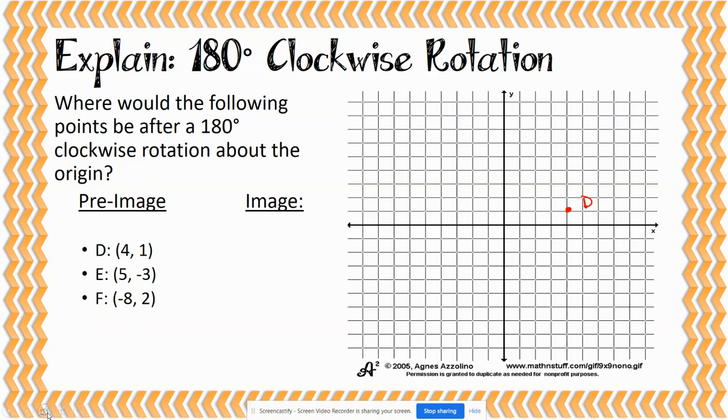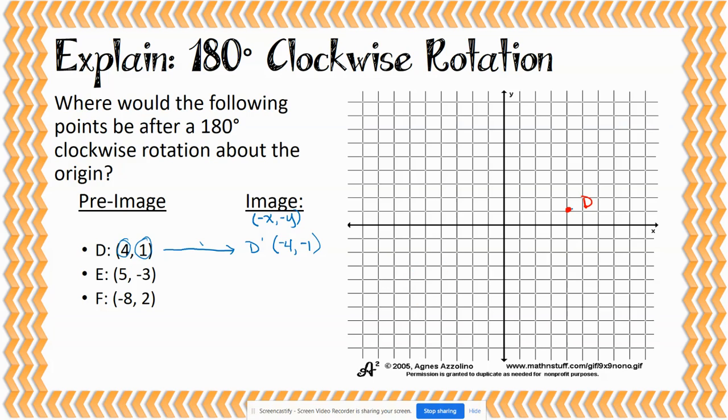If I rotate point D 180 degrees, then that means my rule was (-x, -y), which means opposite x, opposite y. So D prime is going to be located at the opposite of 4, which is -4, and the opposite of 1, which is -1. Well, this makes sense. We see that D is located in quadrant 1, so if it's rotated 180 degrees clockwise, it's going to be 90, then 180. So it should be over here in quadrant 3.